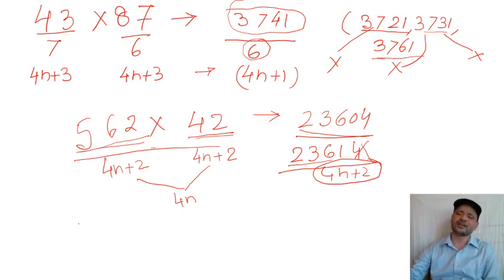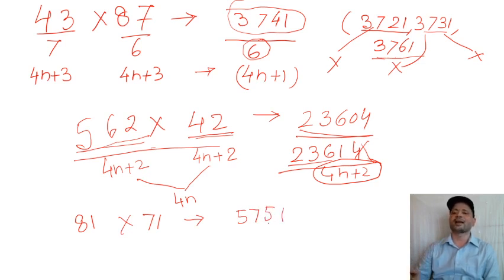Take another example. Say you have one odd number like 81, and another odd number like 71, and you have to multiply them. So this becomes 5751. You can check whether you are right or not. What you have to see is that this is a number of behavior 9, this is a number of behavior 8, but 9 multiplied by any number gives you a number with behavior 9.